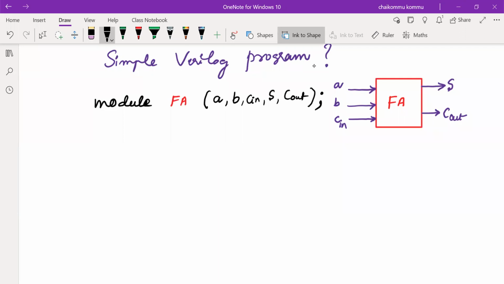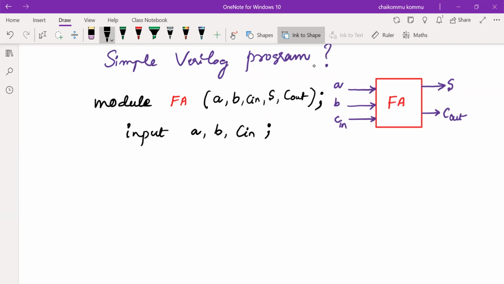So I should say that among all these variables, some variables are treated as input. Small letters only I have to write: input. What are the inputs that I'm using here? A is one input, B is one input, CIN is another input. So this statement is completed. I need to write a semicolon over here.